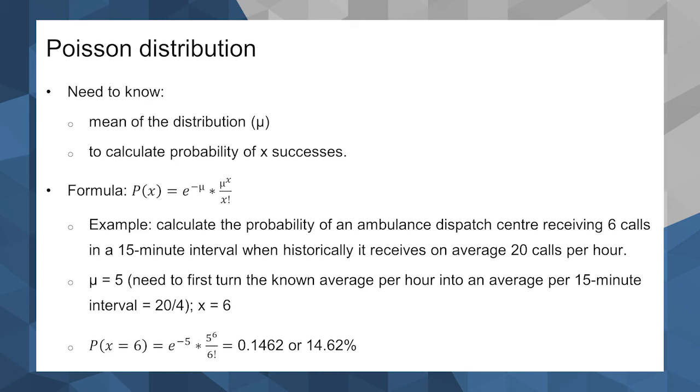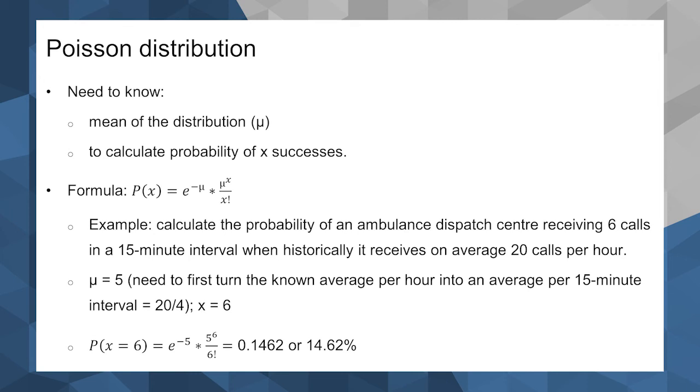So again, there's an example here: we've got an ambulance dispatch center that on average receives 20 calls per hour. And we are trying to calculate the probability of 6 calls being received in a 15-minute interval. There's an example that I've put in here to make sure I highlight the fact that you need to always use the time period of the question that you're asked, of what you're trying to find.